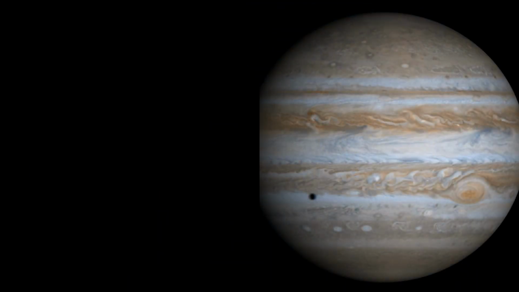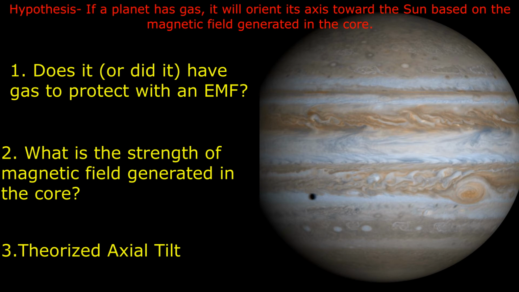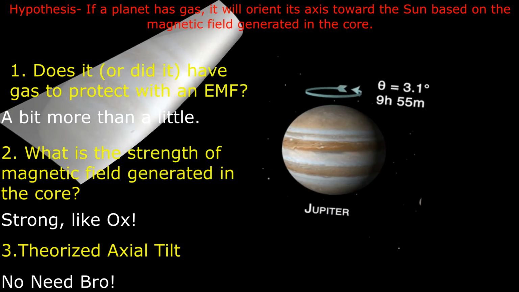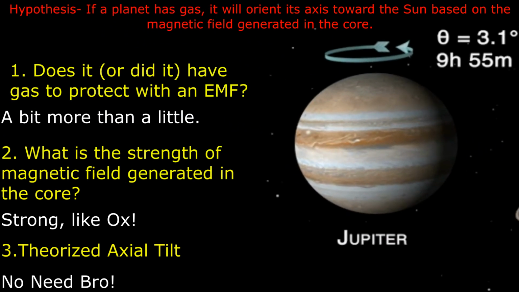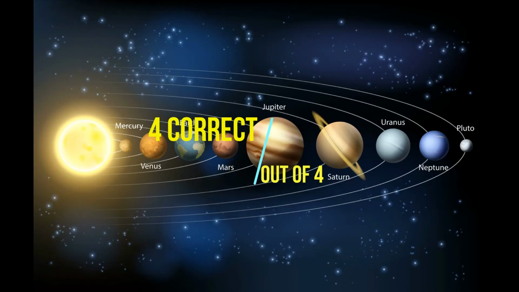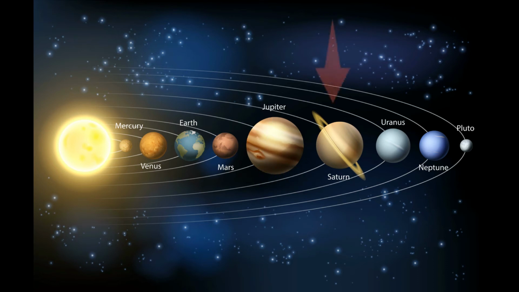Jupiter's next. Jupiter is the big guy, the first gas giant in our system. Does it have gas to protect? Well, yes, actually it has a bit more than a little to protect. And its magnetic field? The core is huge. It's actually the second largest magnetic field, so it's strong like an ox. And that means it doesn't really need anything from the sun. So no axial tilt because it's got a strong core. And survey says, well, let's just say ding and no tilt. So it doesn't need anything from the sun. All right, well, let's look here. It looks like I'm 4 out of 4.